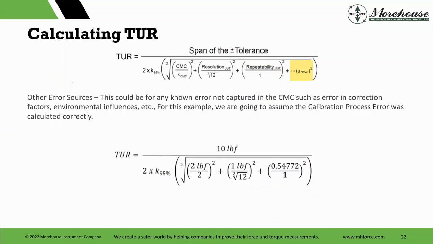Now, other error sources could be, typically we don't know these. These are usually set to 0, but if you know them, you can put them in. They can be things like environmental influences, correction factors. This is a discussion with the customer that says, hey, I use this or I don't use this. But for this example, we're going to assume the calibration was calculated correctly.